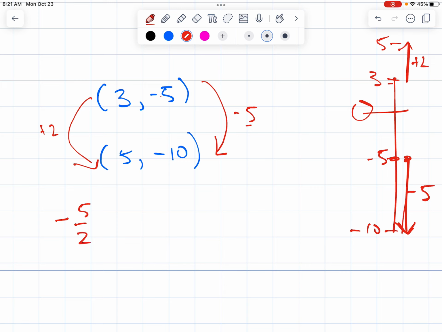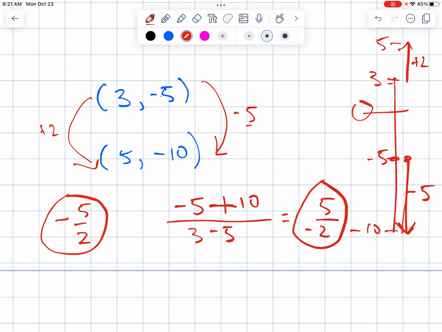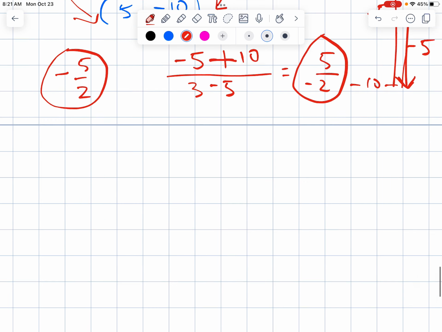Now, using the formula, we're going to do negative 5 minus negative 10. On the bottom, we're going to do 3 minus 5. Let's see if we get the same thing. Negative 5 minus negative 10. The minus minus turns into a positive. Negative 5 plus 10, same thing as 10 minus 5, is 5. 3 minus 5 is negative 2. And these are going to be the same value. Okay, so that's slope between 2 points.